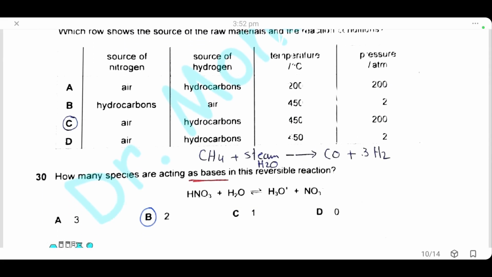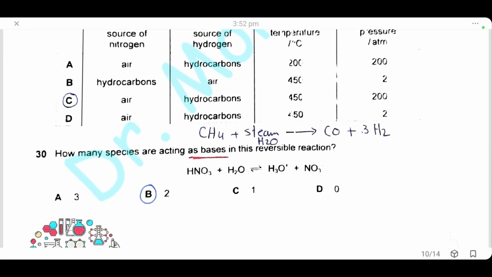Question 30. How many species are acting as bases in the reversible reaction? Nitric acid plus water forming hydronium ion and nitrate ion. Base means proton acceptor. In the forward reaction, water accepts proton from nitric acid to form hydronium ion, so water acts as a base in the forward reaction. And in the backward reaction, nitrate ions accept a proton from the hydronium ion and form nitric acid again. So we have two bases in this reaction, and the answer is B.